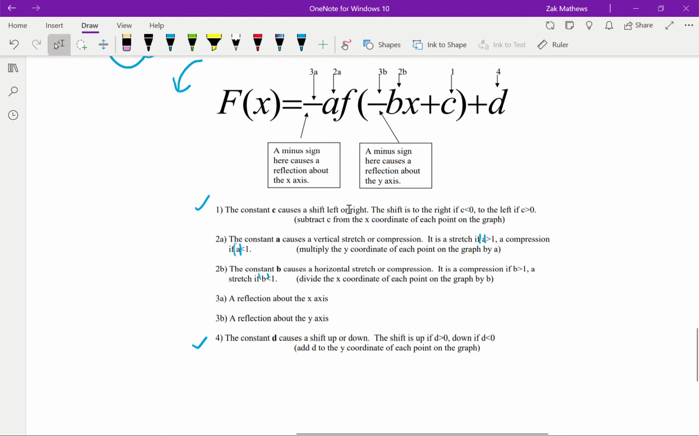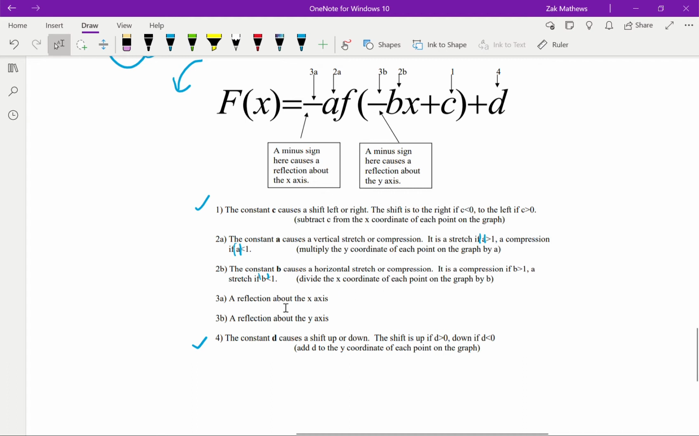Notice I say here what we're doing inside to the points as well. So if the c is attached to the x, we're actually subtracting that c from each coordinate on the graph. On the b, we're dividing, even though it says b times x, we do the opposite. We divide the x coordinates by the b. And then the y's behave like we would expect. So the d, we add that to the points. And then the a, also the vertical motion, we are multiplying that exactly as we would expect.